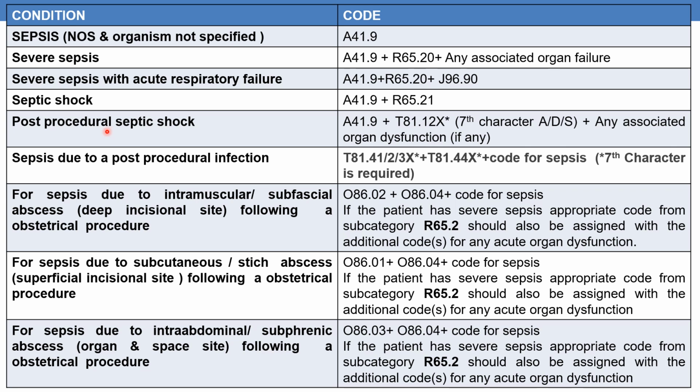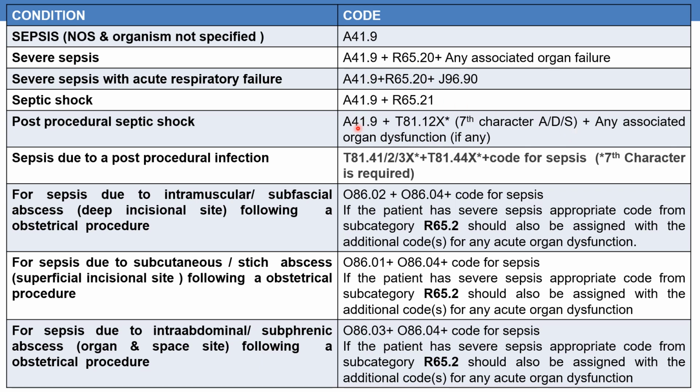Next, coming to post-procedural septic shock. This is general septic shock. Next, coming to septic shock which occurs after a procedure. After a procedure, sepsis progresses and then progresses to septic shock. In that case, first you need to code the underlying infection, which is sepsis, that is A41.9, followed by T81.12x. T81.12 is post-procedural septic shock, and this code requires a seventh character. It can be either A, D or S. A for initial, D for subsequent and S for sequela.